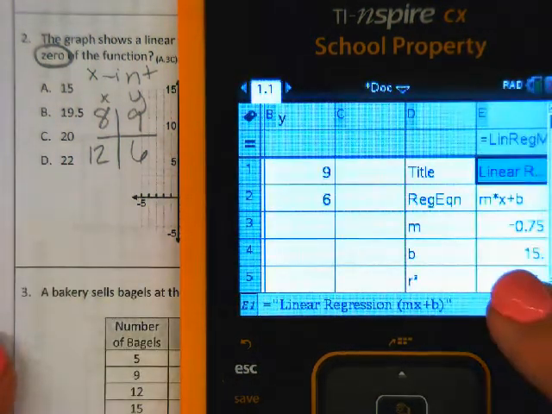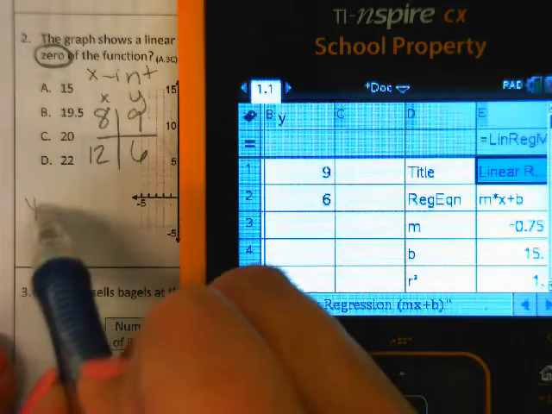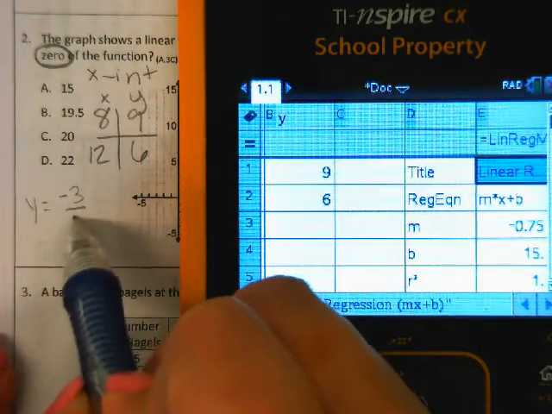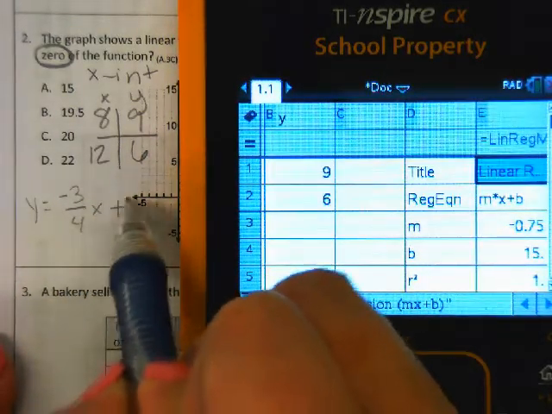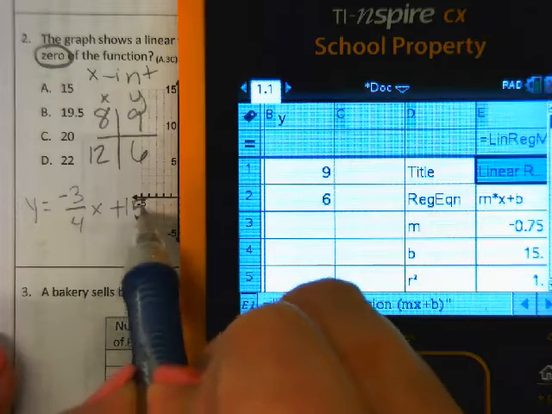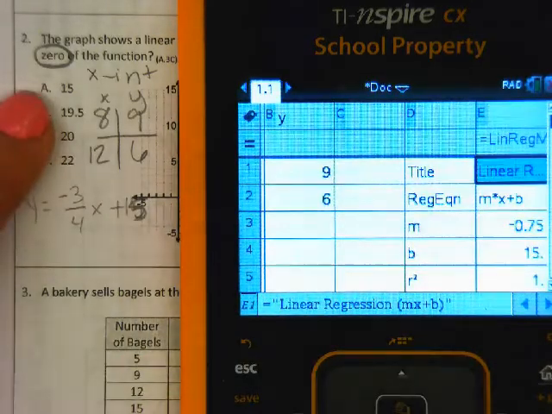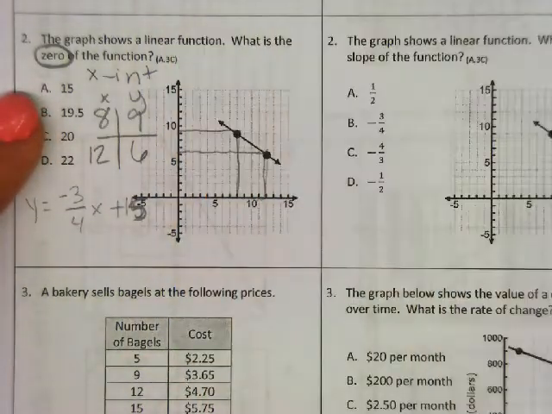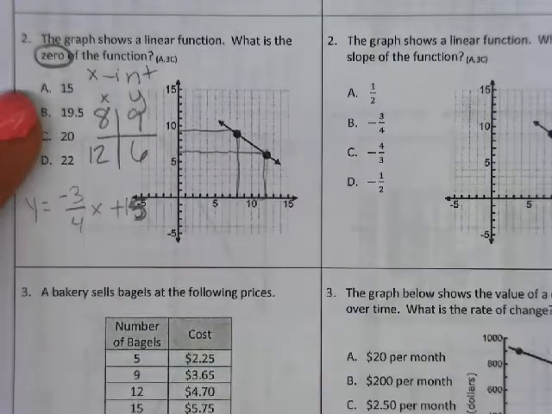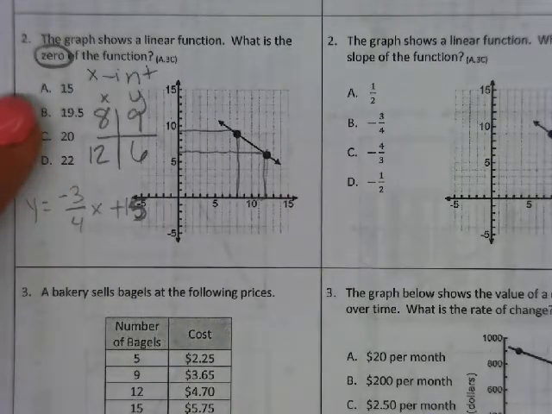Here's my equation. So I have y equals, I'm going to write that as a fraction, negative 3/4 x plus 15. Oh, right there, 15. That's my answer, right? It's right here. Oh, no, that's the y-intercept. That's not what we're asking. Okay, so how am I going to find my x-intercept?